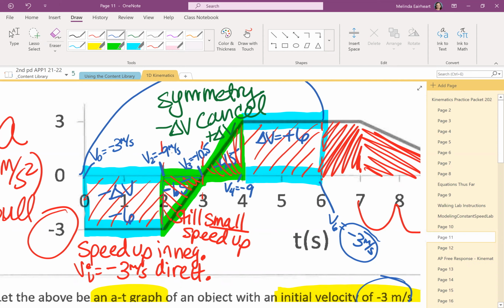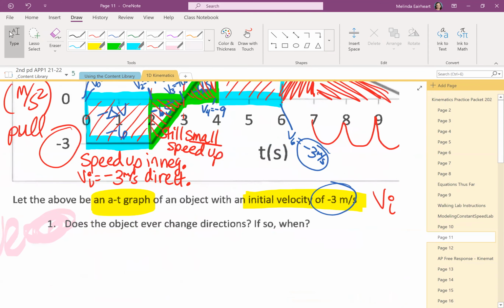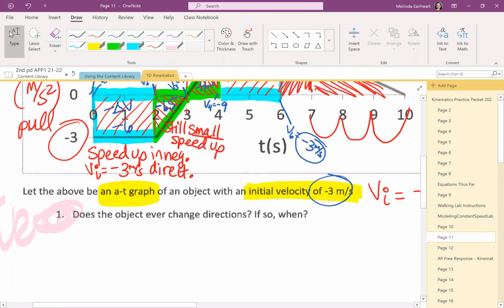Got it. And all this is good because of the question we didn't answer last time, number 1: does the object ever change direction? If so, when? Have we changed direction so far, 0 to 6? Because the pull has changed direction, but has our object ever had a sign change for its velocity? No, it's always had a negative velocity.